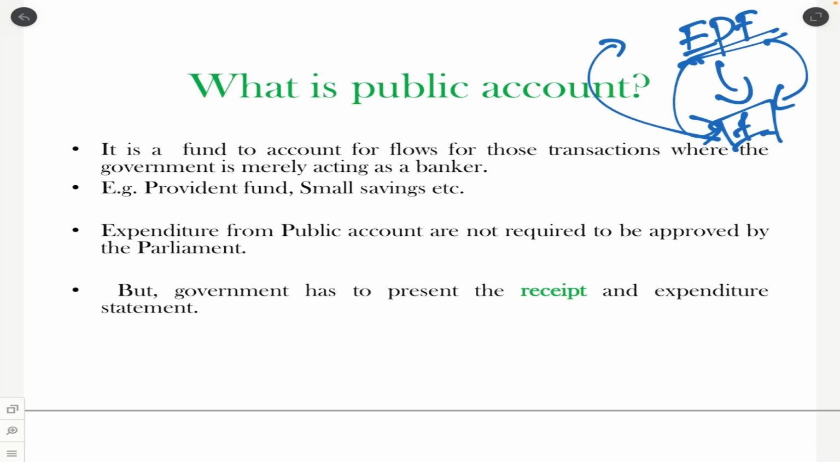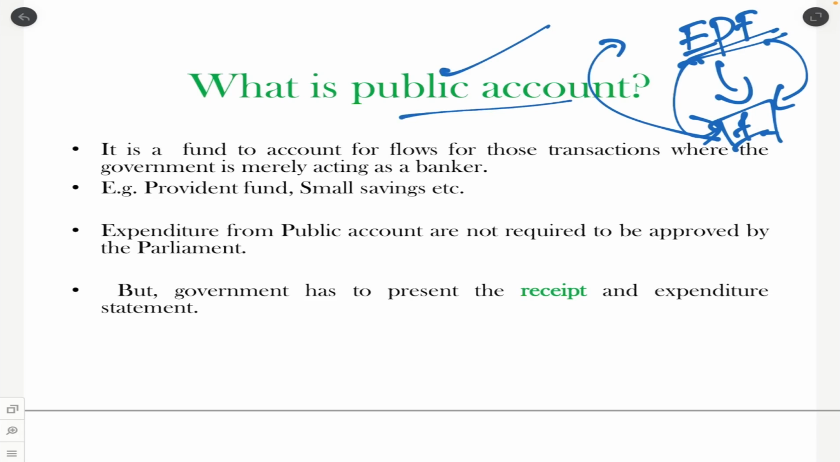So what happens now? It doesn't belong to the government. The money that government collects in the form of tax is government's money. But the money that is in the public account is not government's money. Government is just playing the role of the banker. Whenever the people of the country ask for it, the government has to return that amount. So such an account is called public account.